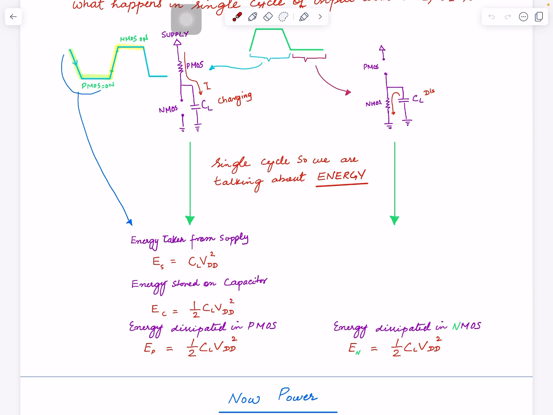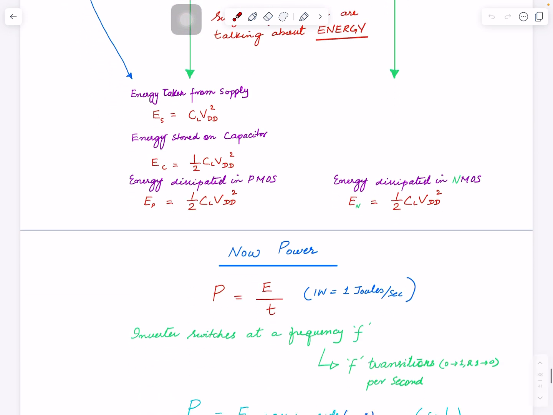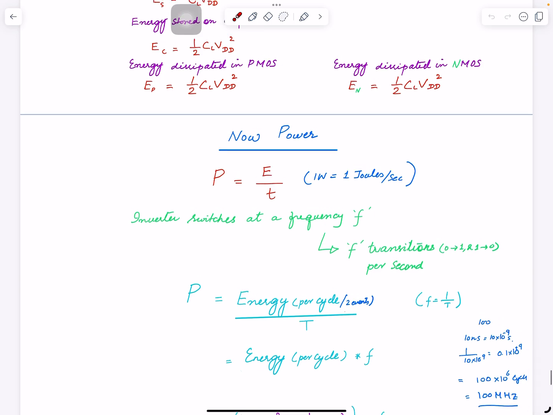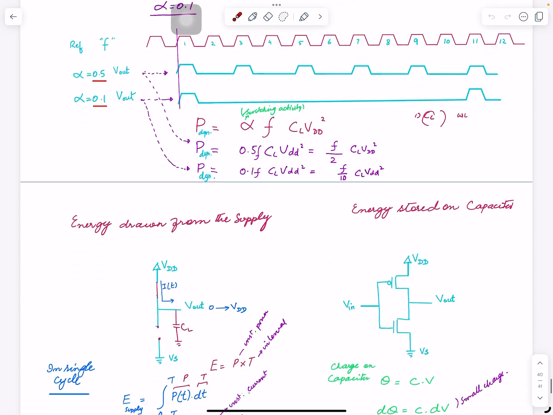So you must be wondering, where is the remaining one? The remaining one is actually dissipated. It is spent in fighting against this resistance. And when NMOS is on, this energy that was stored on this capacitor goes to ground through this. So how did I come up with this and this? This one I already covered.